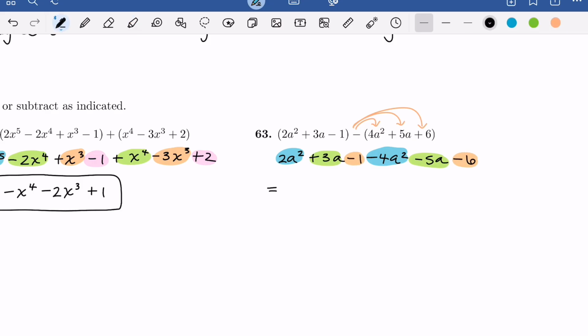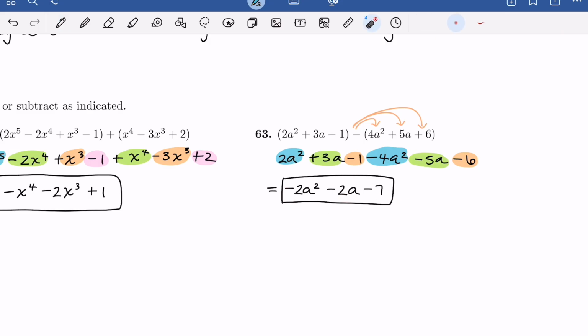So combining these, I'm going to have a 2a squared minus 4a squared. This is going to give me minus 2a squared. Then I have a 3a minus 5a. So this will give me a minus 2a. And then lastly, I have minus 1 minus 6. So that's going to give me a minus 7. All right, so this is the polynomial that we'll get when we take the difference of these two polynomials.